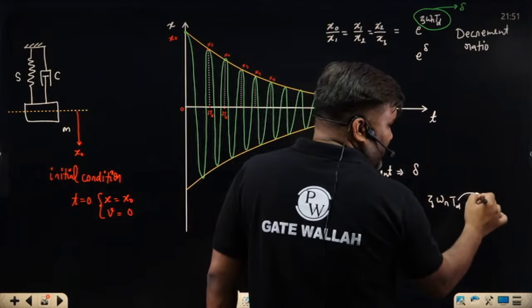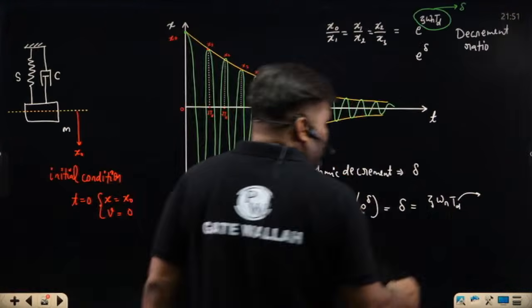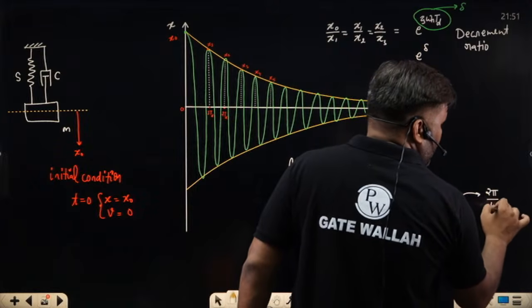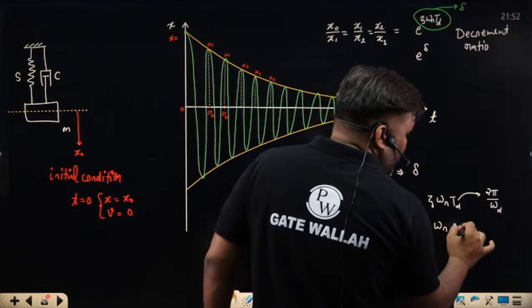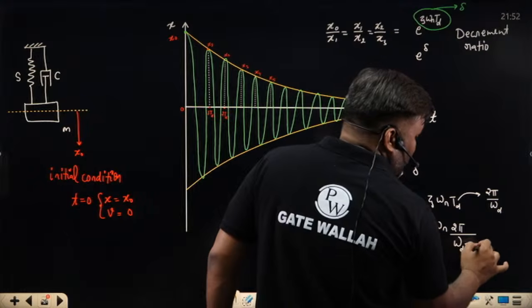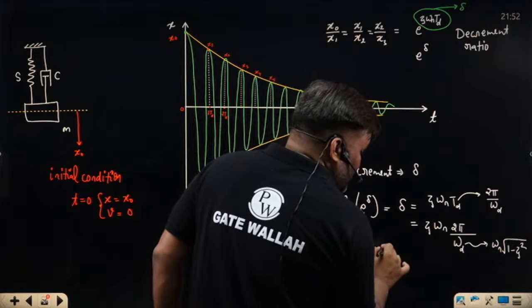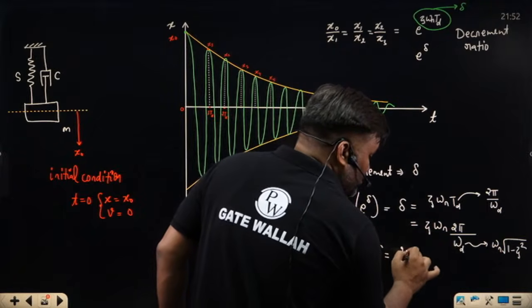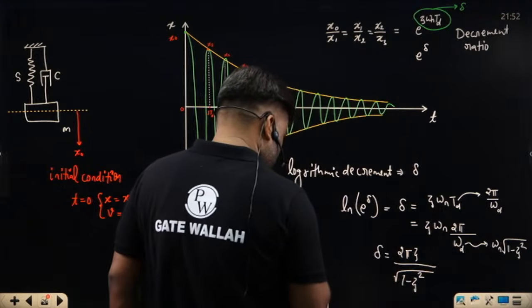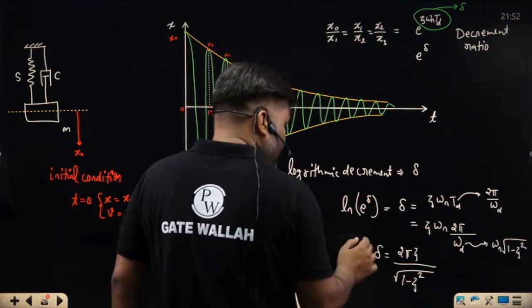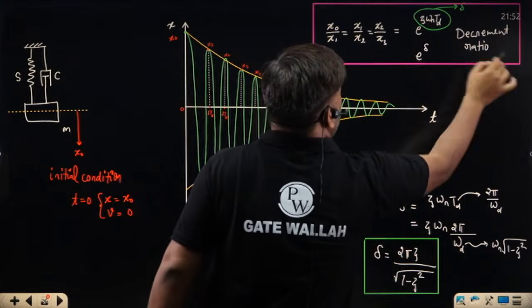Slightly, if you put the Td value, Td can be written as 2 pi by omega d. Put the value. How much? Sir, zeta omega n 2 pi divided by omega d. Acha, what is omega d? Sir, omega d is omega n times under root 1 minus zeta square. Omega n gets cancelled and delta ultimately can be written as 2 pi zeta divided by under root 1 minus zeta square. So in the examination, whatever I have written, questions are asked simply and directly based on these formulas.